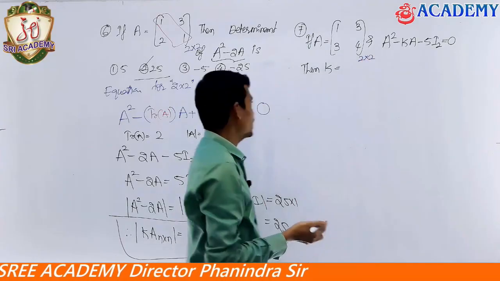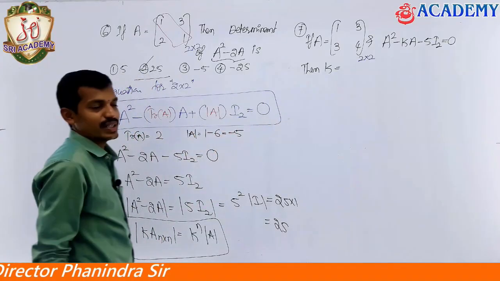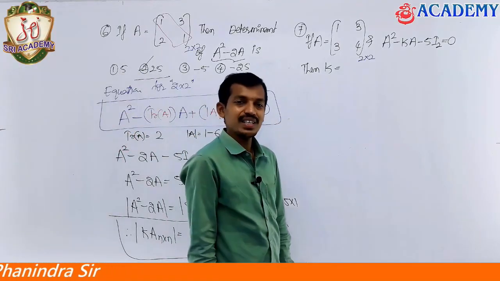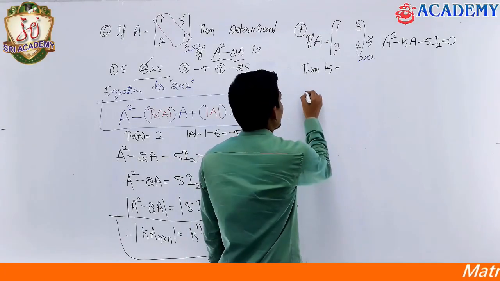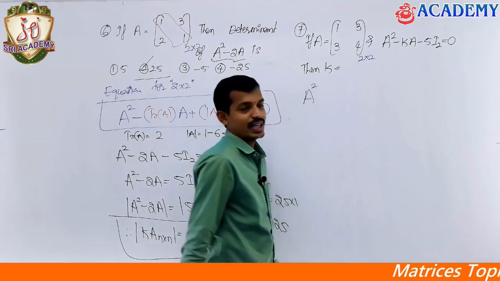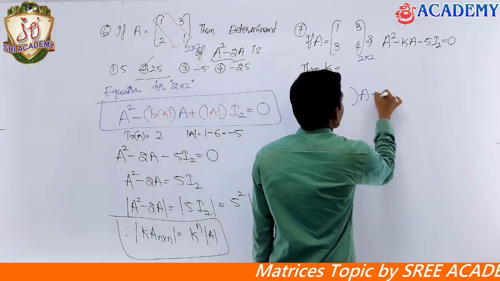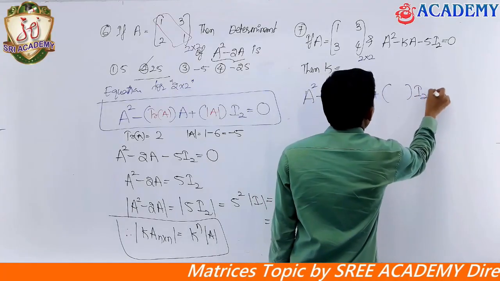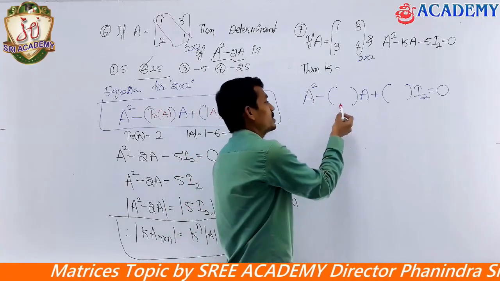Once again I am writing this equation. That equation is going to be A square minus trace of A into A plus determinant of A into I. I am writing it indirectly here for a 2 by 2 matrix. That's why we are writing A square minus something into A plus something into I of order 2 equal to null matrix.